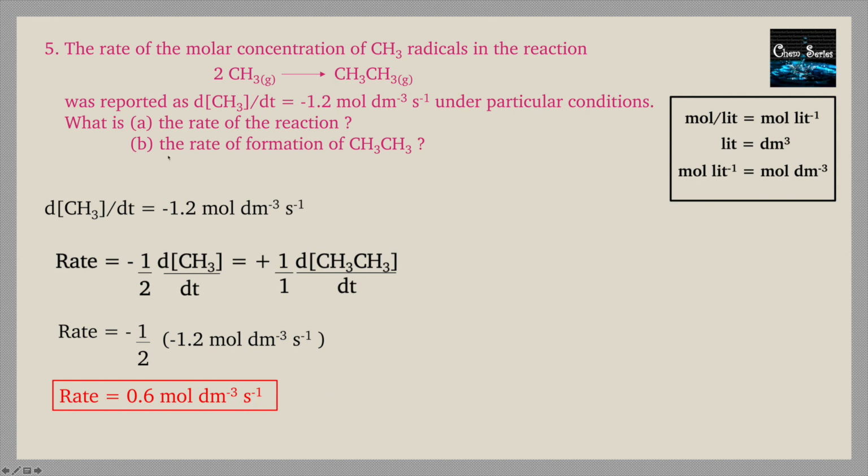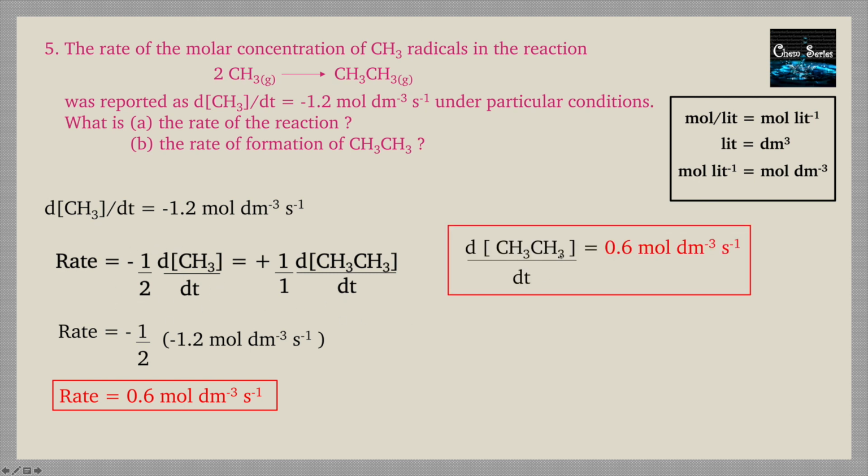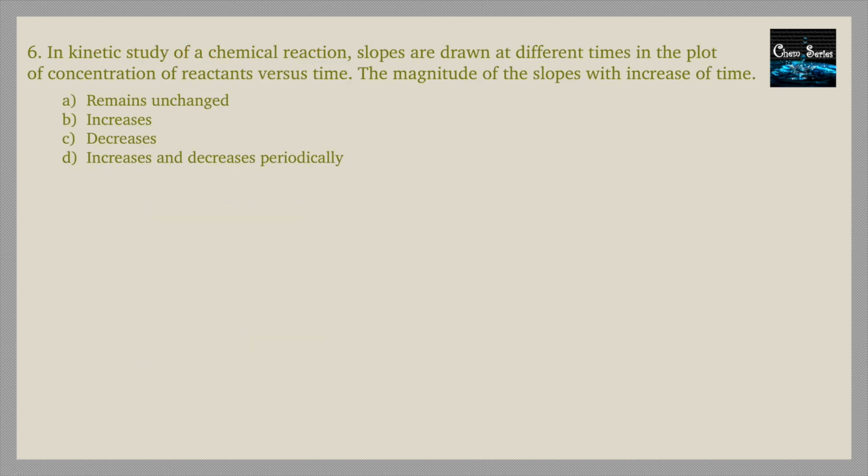The second part is that the rate of formation of CH3CH3 is also asked, that is plus d[CH3CH3]/dt. The rate equation shows that this term is also equal to the rate of the reaction, which we have found. So your rate of formation of CH3CH3 will be equal to 0.6 mole decimeter^-3 second^-1. Understood?